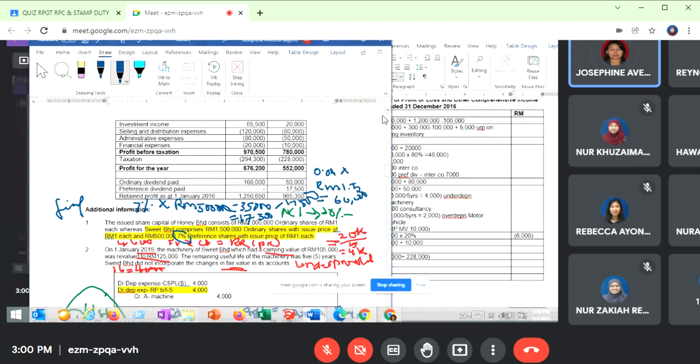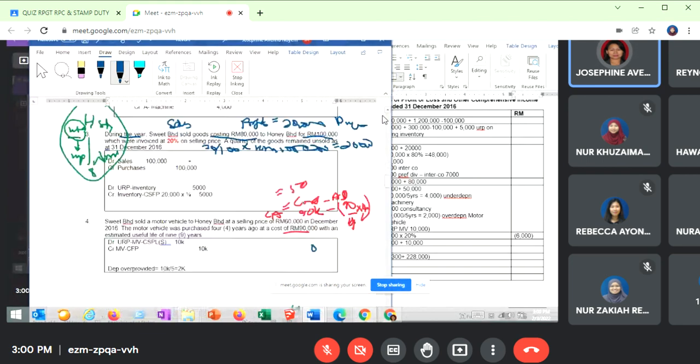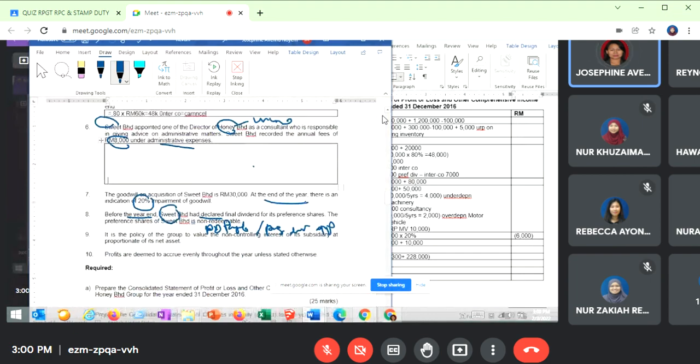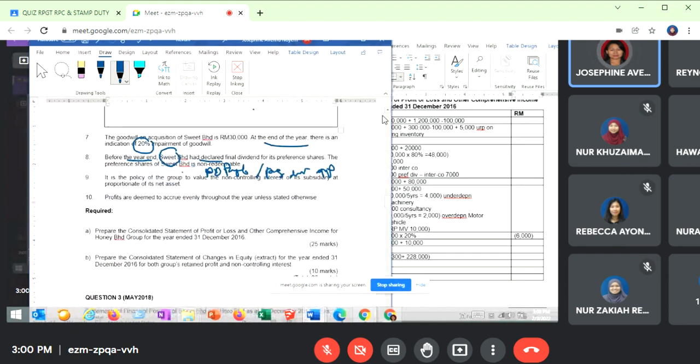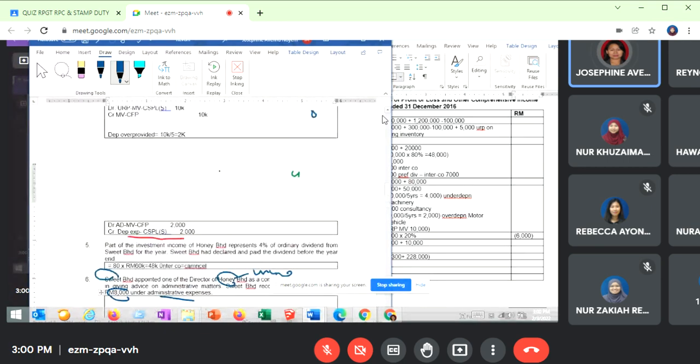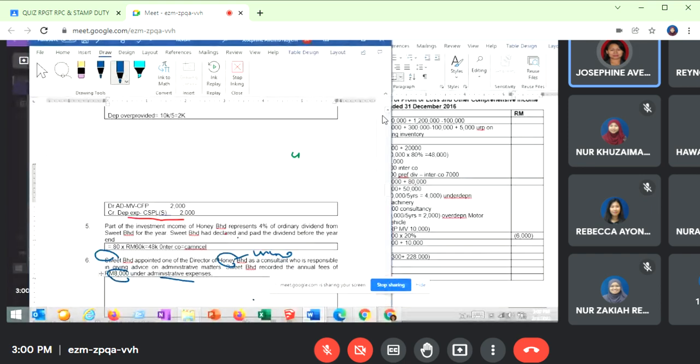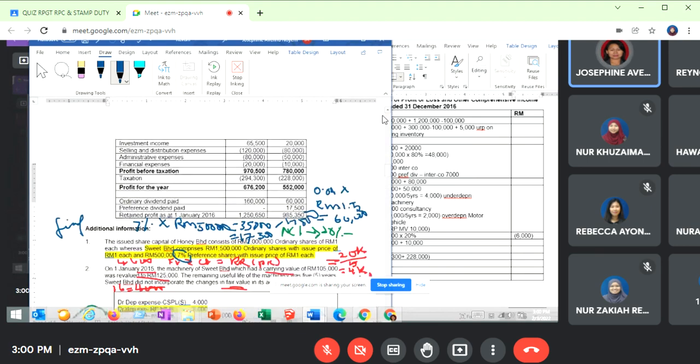So has the parent company recognized its share of the preference dividend? In this case, of course, the parent company has only recognized the dividend that is for ordinary shares only. Investment income represents ordinary dividend only. So that means that they have not recognized the income from the preference dividend. So how much is the holding share? Holding share, we already calculated here, is 40%.